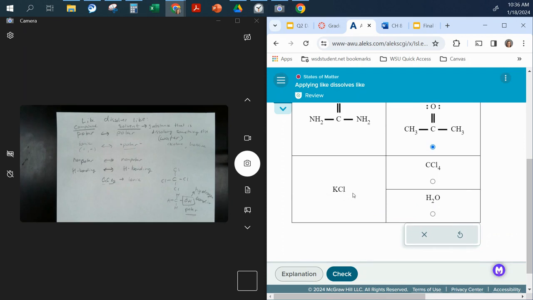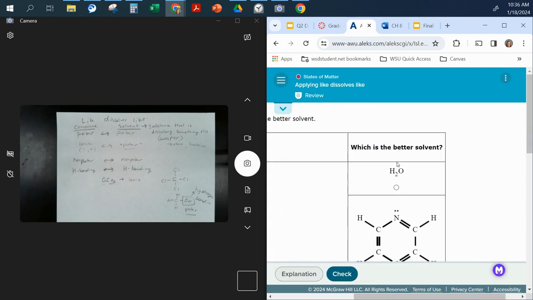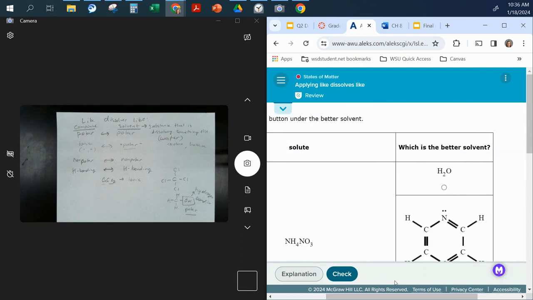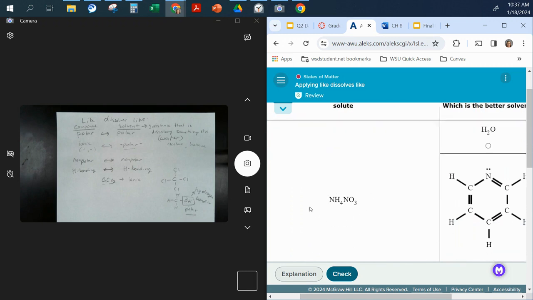When I look at this, I see a metal and a nonmetal. This is going to be ionic, so I'm looking for something that's polar. We just talked about this is nonpolar, water is polar, this is going to be the best solvent. Okay, let's do another one. Oh, this is very big. I think we're okay. Okay, this is one of the exceptions to the ionic rule.